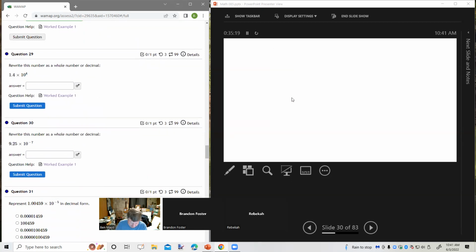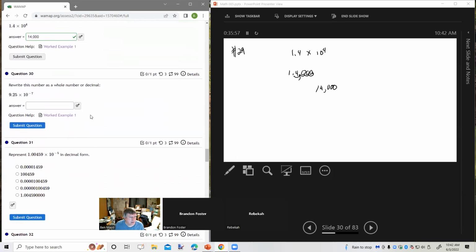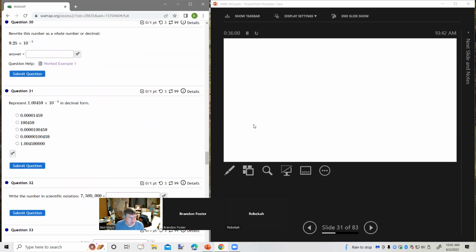Okay, number 29. Rewrite this number as a whole number or decimal, 1.4 times 10 to the 4th. So we're going to move the decimal point 4 places to the right. 1, 2, 3, 4. So 14,000. Notice I didn't add 4 zeros. I only needed 3 zeros because the first movement of the decimal point just went across the 4. So 14,000. Okay. Again, if you have any questions about anything, please stop me. Otherwise, I'll just continue.